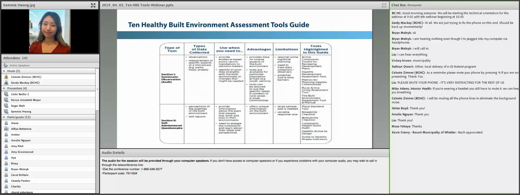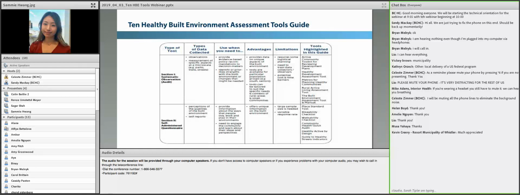Okay, so now I'm going to go quickly over each tool, just showcasing it for you all in terms of what types of features and domains the tool focuses on. Trying to also link it back to the HB linkages toolkit, so using some of the familiar domains and some advantages and limitations of each tool.